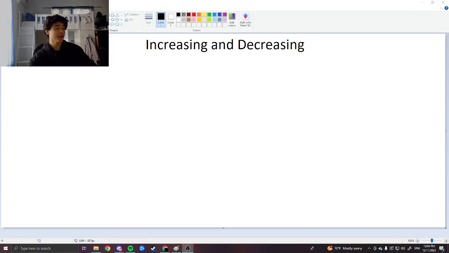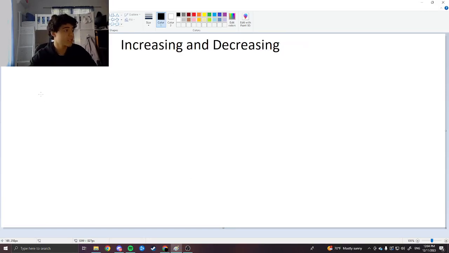Next thing we have to cover is how to know if a function is increasing or decreasing on an interval. If a function is increasing, that means the slope is positive, right? The line is going up. Anytime your line is going up in any type of way, it's increasing. Anytime it's going down in any type of way, it's decreasing, right?